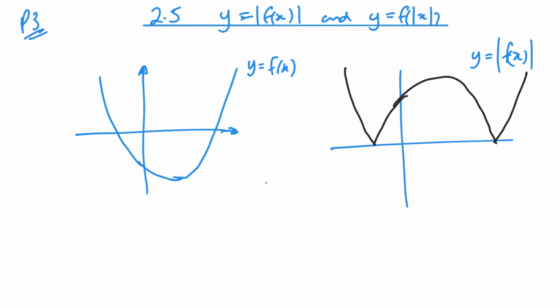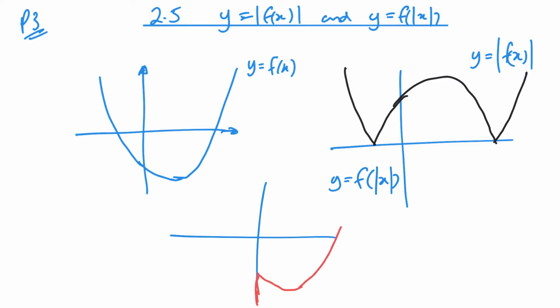If I look at what happens with, very quickly, y equals f of just the x, where x can only be positive, then what that means is that what I see on the positive side of my graph, my positive side goes down and up like that, I get the same thing on the left hand side. So this one becomes a mirror image in the y axis, or x equals 0 line.